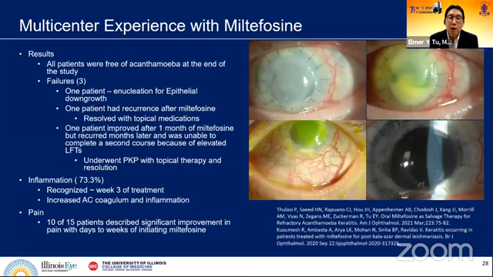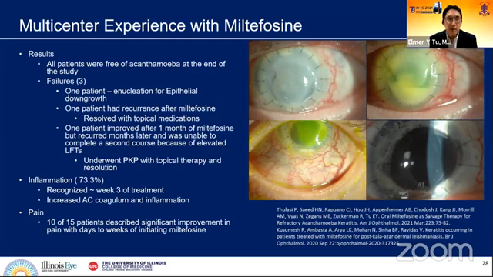The results were that all patients at the end of the study were free of acanthamoeba. 3 were considered failures, 1 because they had epithelial downgrowth. Another one had recurrence after miltefosine, which resolved with topical medications, although miltefosine was probably still on board at the time they were using the topical medications. And then 1 patient had discontinued their second course after improving after their first course, having a recurrence several months later, but they discontinued because of elevated LFTs, eventually underwent a PKP and additional topical therapy, and was also disease-free.